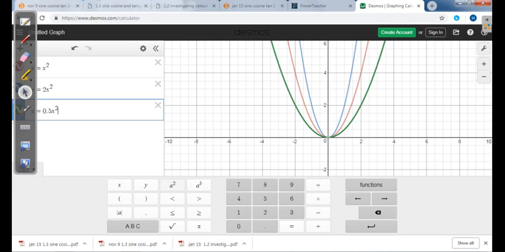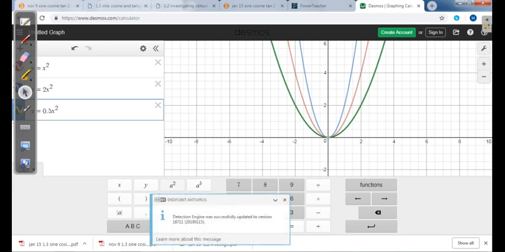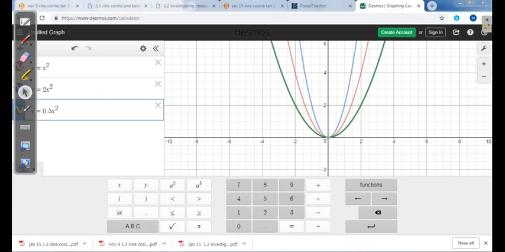Okay, so if we're going to describe the blue function, which has a value of 2 in front of it, we're going to say that it is narrower, right? But if we're going to describe the green function, which has a 0.5 multiplied by the x squared, we are going to say that it is wider. Okay? So what made the difference is that value that is multiplied by the x squared. Do you guys agree with me?